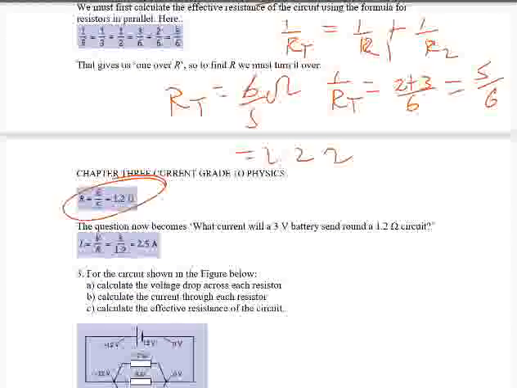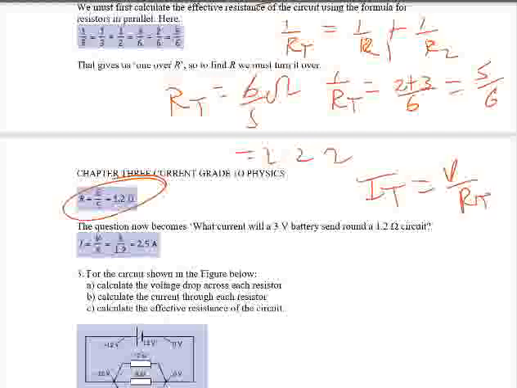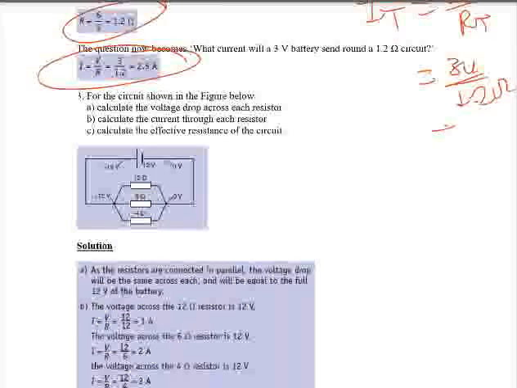And the equation for total current, I total, is equal to V total divided by R total. V is 3 volt, divided by 1.2 ohm. When you divide this, you get 2.5 ampere.